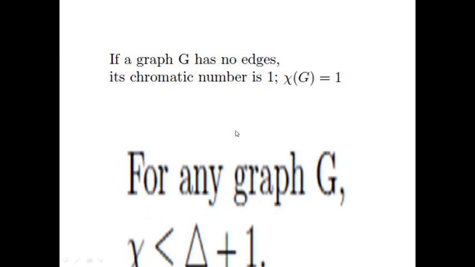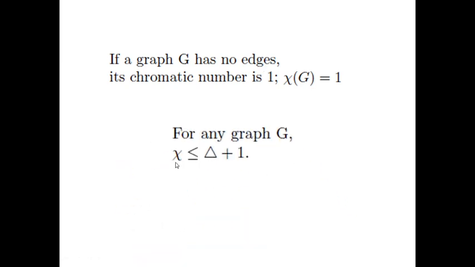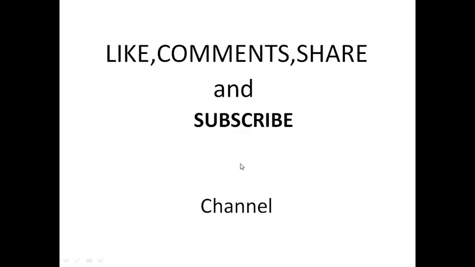Now you can see this: for any graph G, the chromatic number will be less than or equal to the maximum degree plus 1. Remember this: chi is less than or equal to delta plus 1. Delta represents the maximum degree of the vertices in the graph.